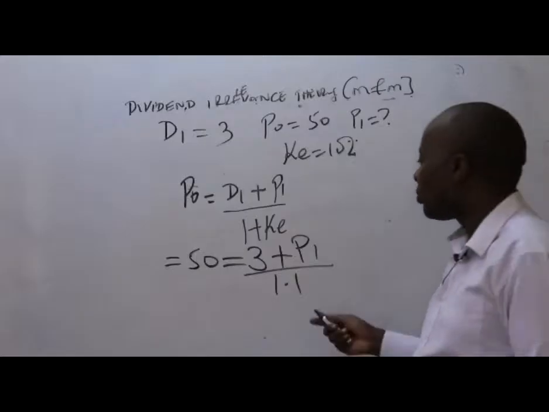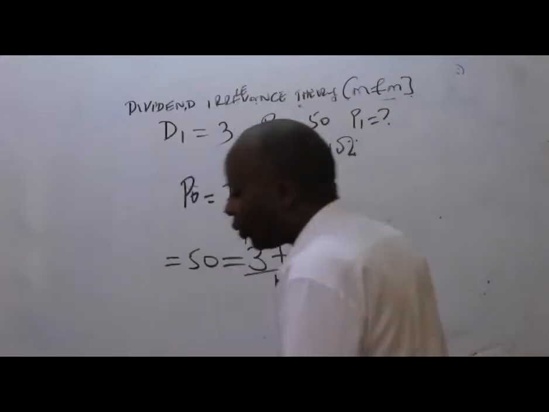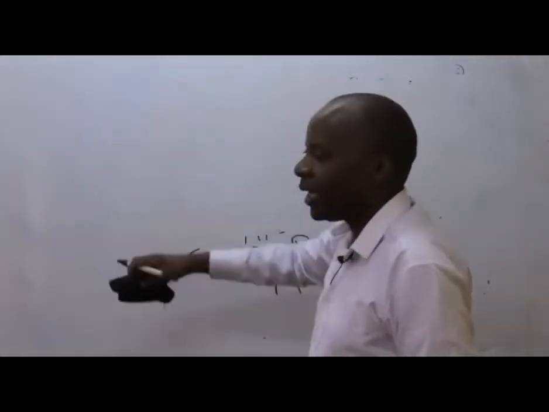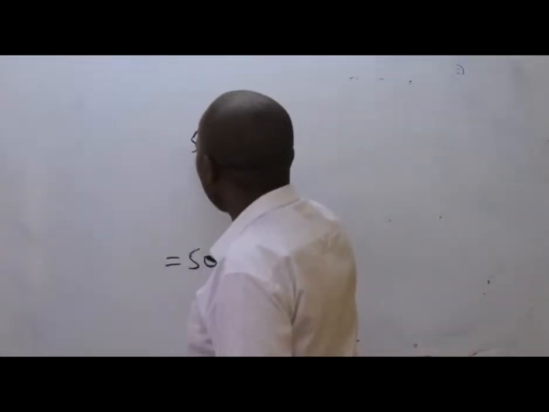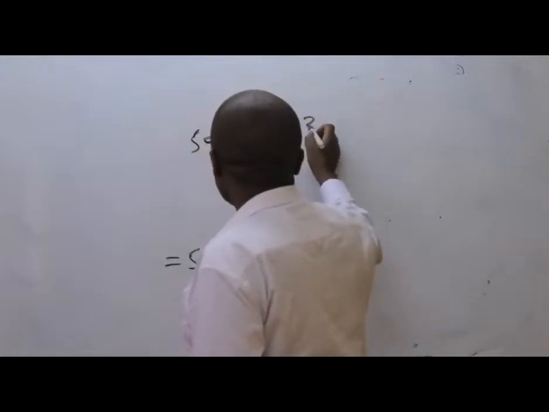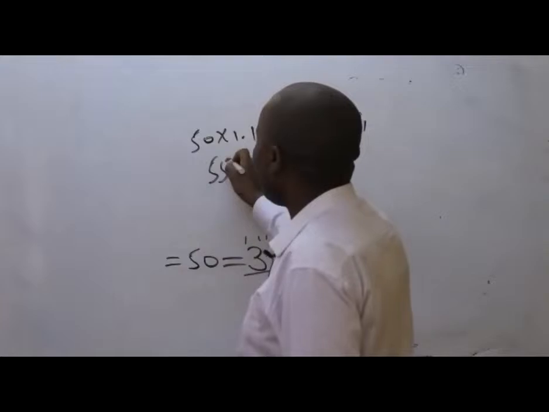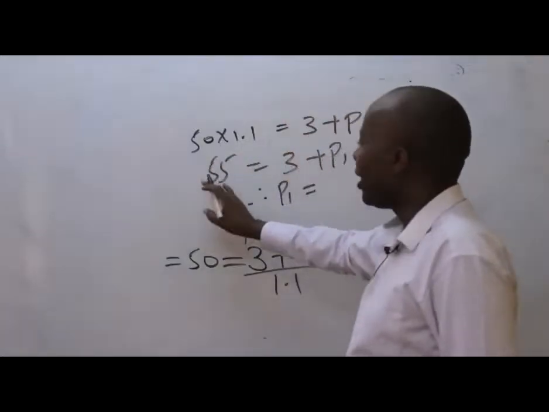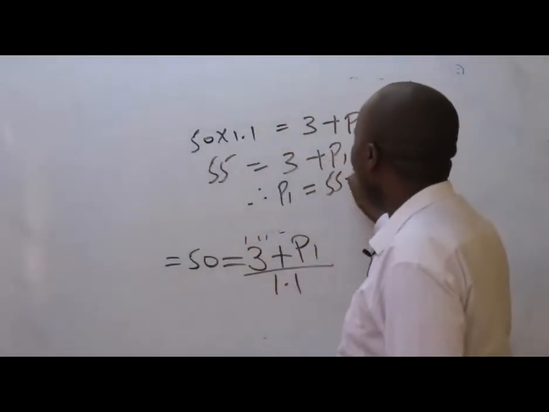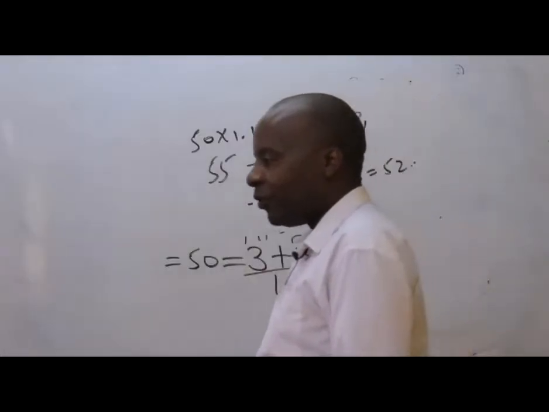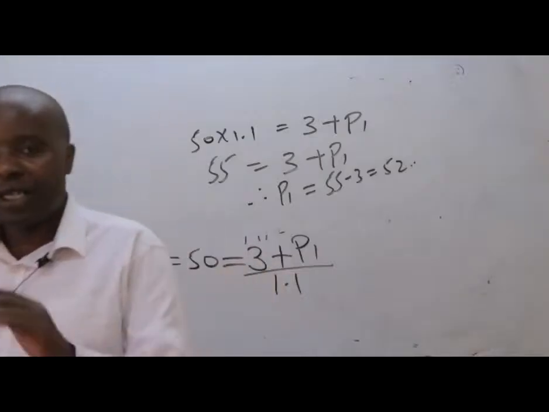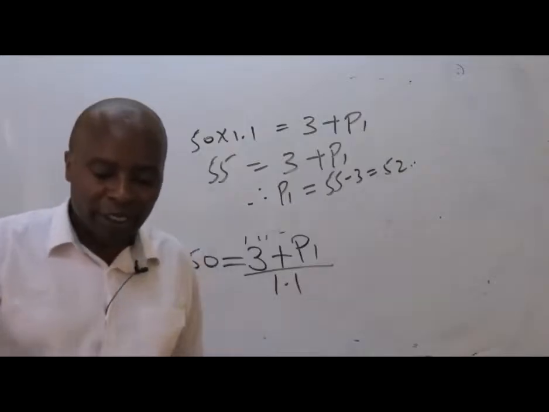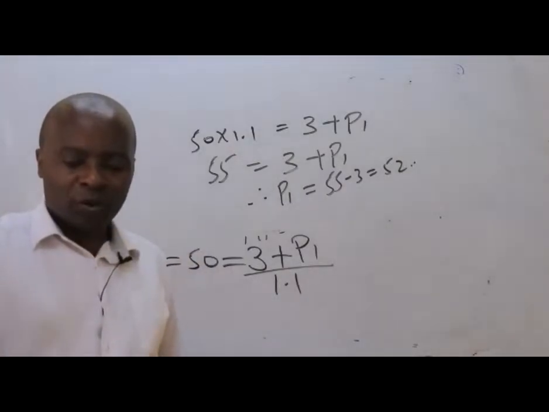So in this case, if we were to cross multiply, what will I end up getting, ladies and gentlemen? If we cross multiply, then this will be 50 times 1.1 equals 3 plus P1. Then this will be 55 equals 3 plus P1, implying that P1, if you take the 3 to the other side, it becomes negative. It is 55 minus 3, which will give me 52. Something that I know all of us would have gotten very comfortably.